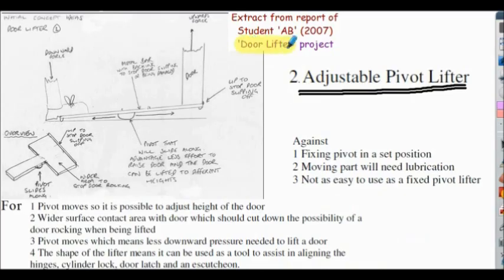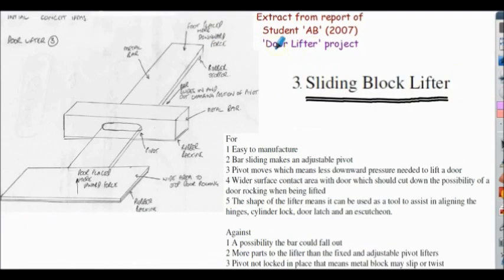Door lifter project again. Concept 2, adjustable pivot lifter, annotated sketch, advantages and disadvantages stated. Notice these designs are essentially variations on a theme here, with subtle variations between concept 1 and concept 2. And door lifter project, concept 3, sliding block lifter, with a variation stating the pros and cons.